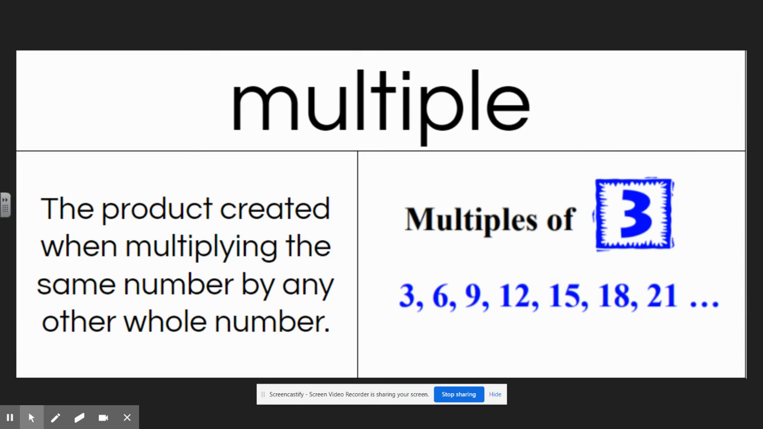We also learned about multiple. A multiple is the product created when multiplying the same number by any other whole number. For example, here's multiples of 3. 3, 6, 9, 12, 15, 18, 21, and so on.